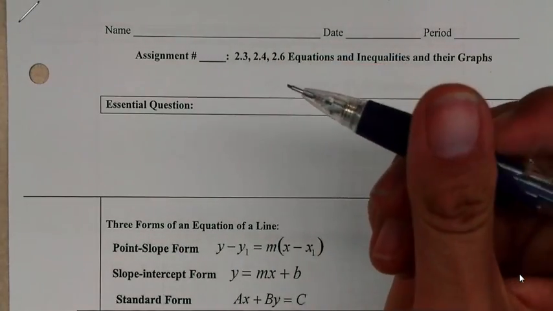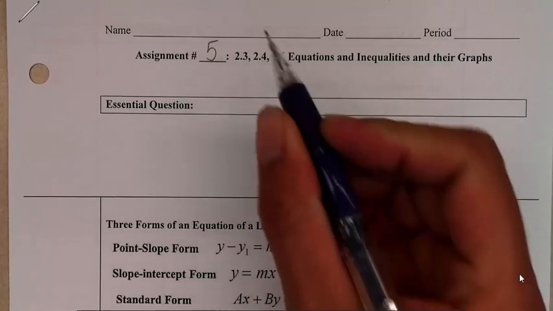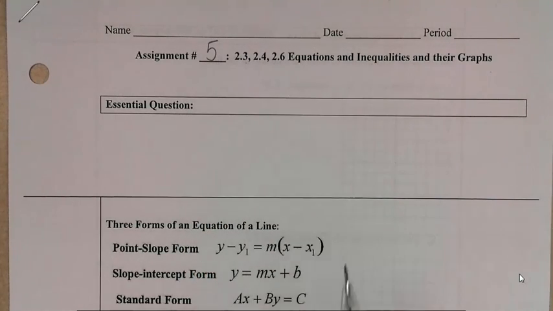Assignment 5. We're going to cover 3 sections, all review, and all having to do with linear equations and inequalities.